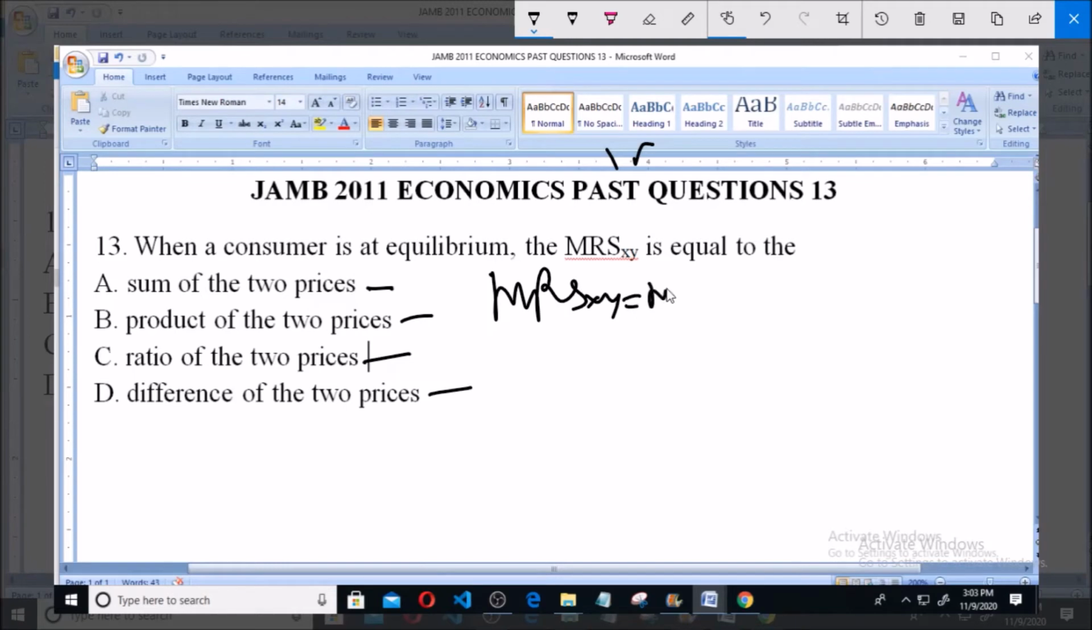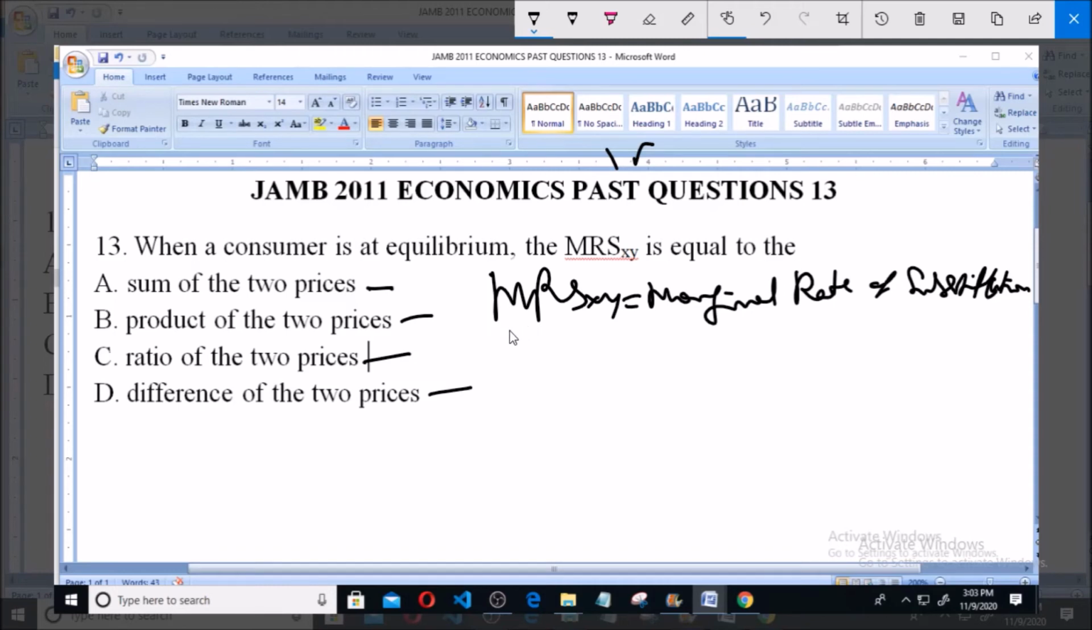MRS means marginal rate of substitution. Marginal rate of substitution, that is the meaning of MRS. It's the amount of a good that the consumer is willing to consume in relation to another good, as long as the new good is equally satisfying.